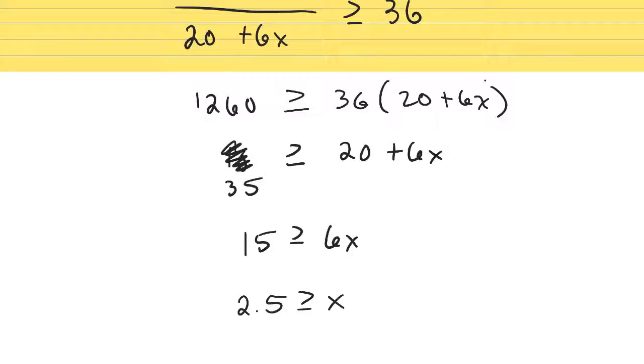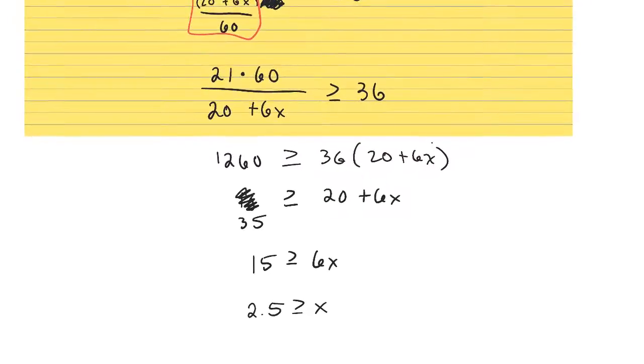Where do you get the 36 from? 1260 is greater than or equal to 36. From here. Then I multiplied this up onto this side, right? Because this is, multiply 36 by 20 plus 6.